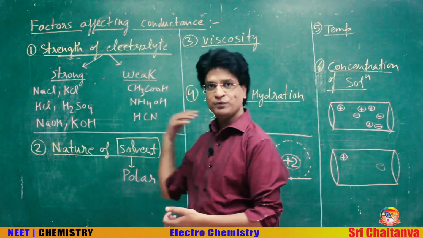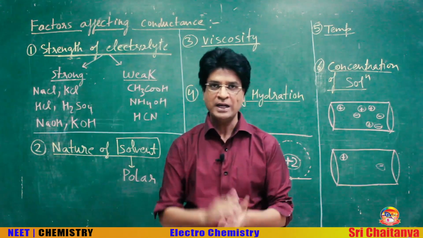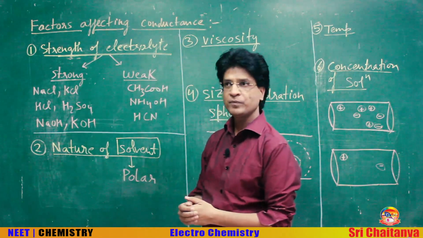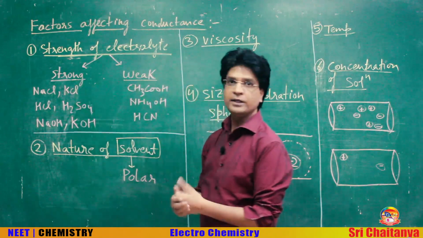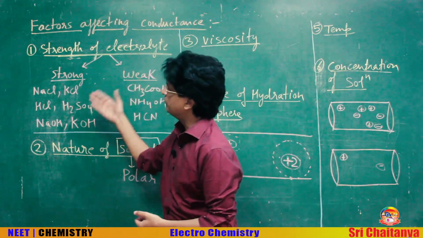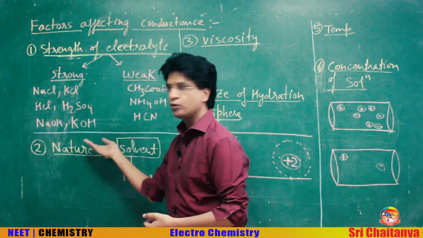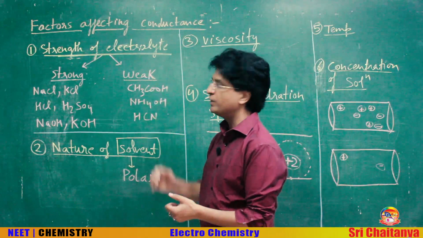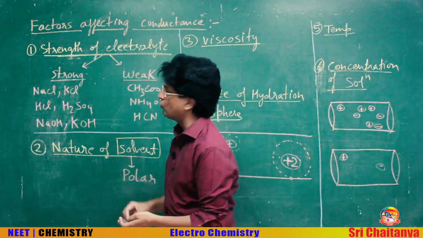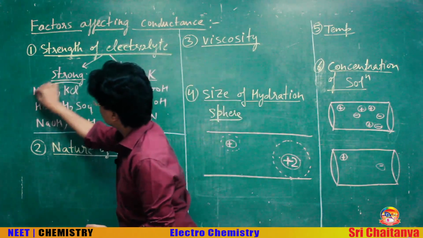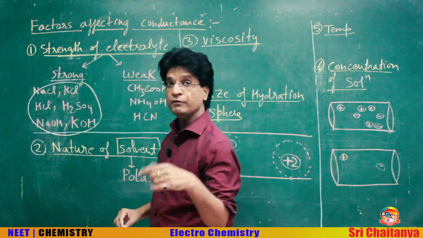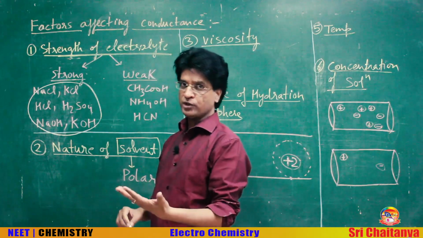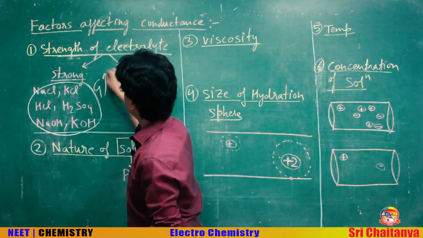There are 6 factors we are going to discuss which will affect the conductance. Let us discuss them one by one. The first one is strength of electrolyte. The electrolyte can be strong or weak. Any strong electrolyte may be like salt, strong acid, strong base, and any weak acid or any weak base will suffice for weak electrolyte. Now the speciality of the strong electrolyte is that when they dissolve in water, they will give more number of ions. More number of ions means more charge flow. More charge flow means the conductance will be high.